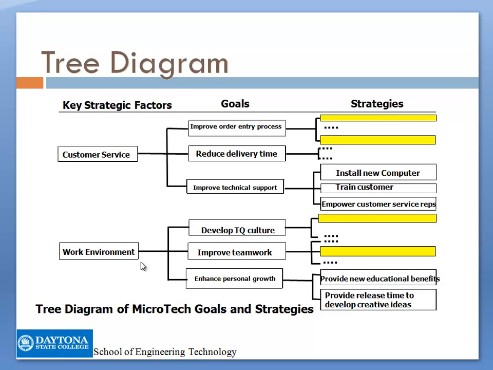So how do you achieve customer service? How do you achieve a work environment? What does that mean? So when you ask yourself, what are the major headings for those general objectives is when you start working towards the goals. Improve order entry process, reduce delivery time, improve technical support. Those look more clear, more specific.